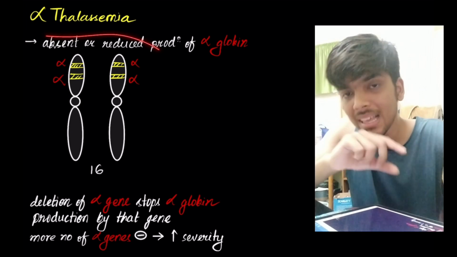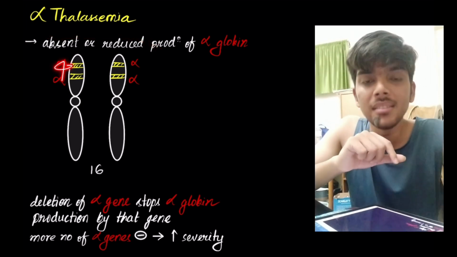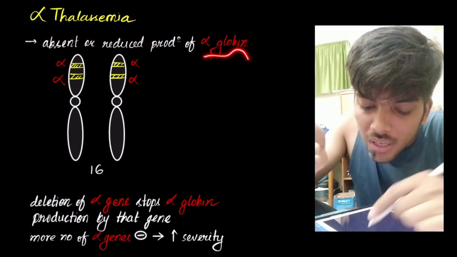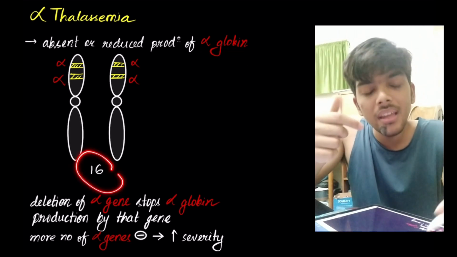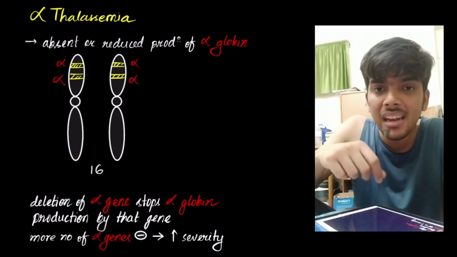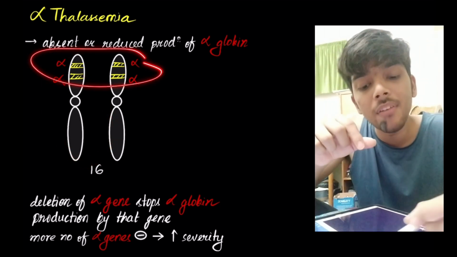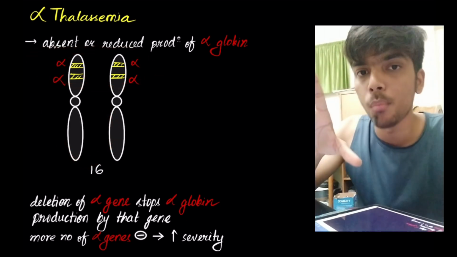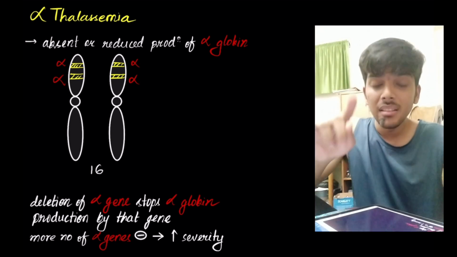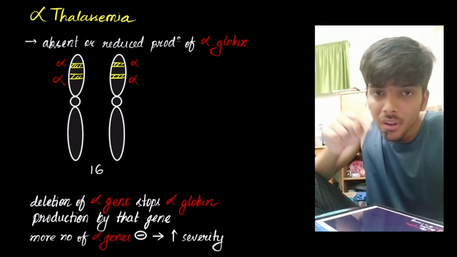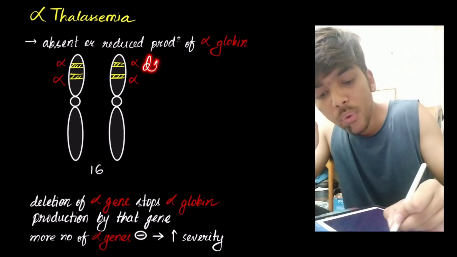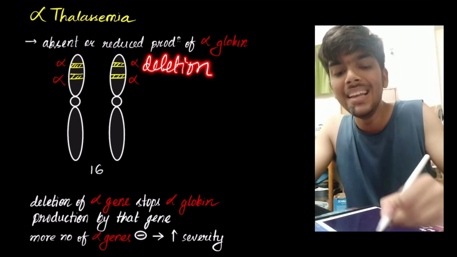In case of alpha-thalassemia, you have alpha genes responsible for the production of alpha-globin present in chromosome number 16, and there are altogether 2 alpha genes in 1 homologous chromosome and 4 alpha genes in the homologous pair of chromosomes. And the type of abnormality that takes place here, or mutation that takes place here, is deletion.